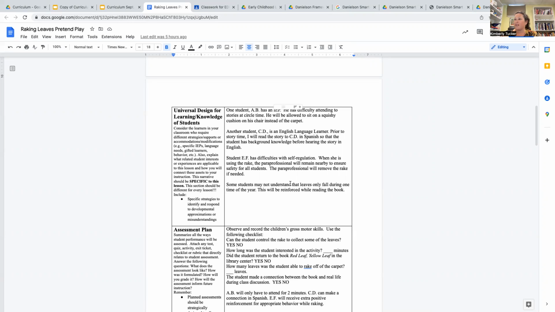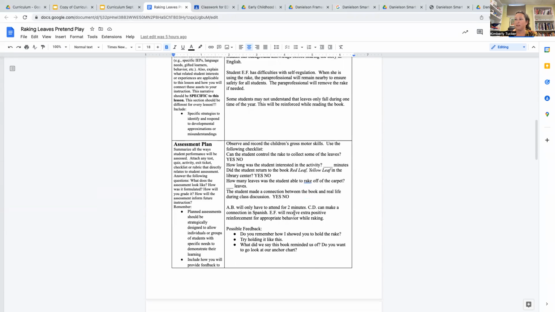And student EF has difficulties with self-regulation. So when she's using the rake, the para is going to stay near her and will remove the rake if needed. It also asks that you identify some possible misunderstandings. I said some students may not understand that leaves only fall during one time of the year, and this will be reinforced while reading the book.